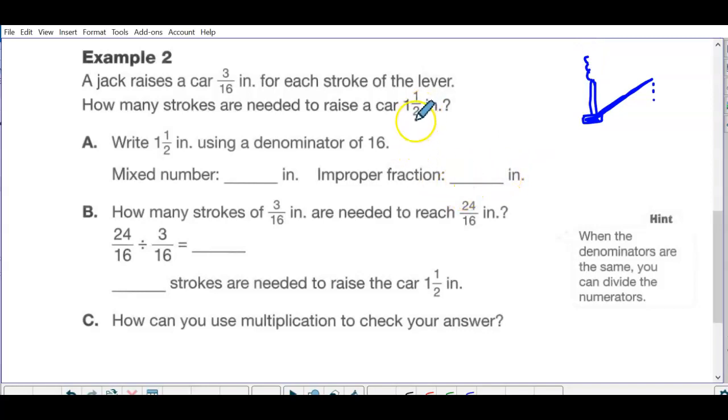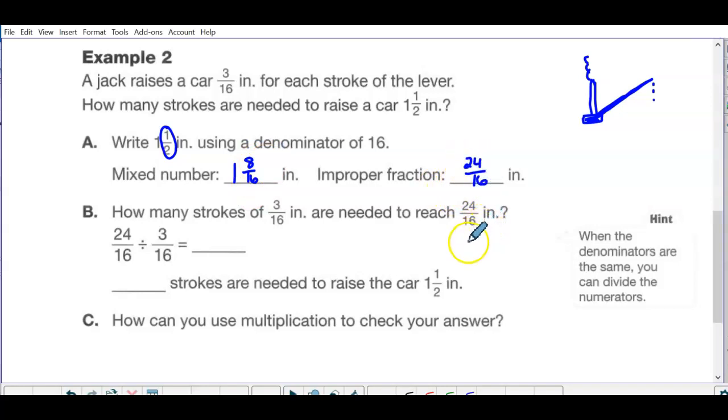So in total, we want to raise it 1.5 inches. So write 1.5 using a denominator of 16. Well, as a mixed number, that would be 1, and then basically we're changing this to have a denominator of 16. So we would multiply top and bottom by 8. As an improper fraction, remember we go 1 times 16 plus 8 is 24 out of 16.